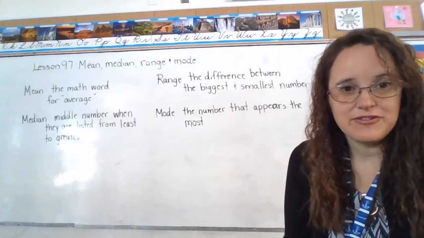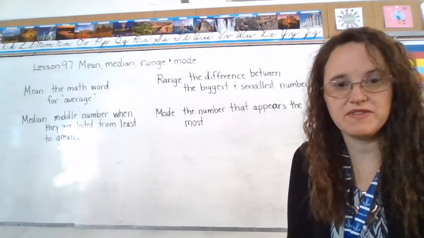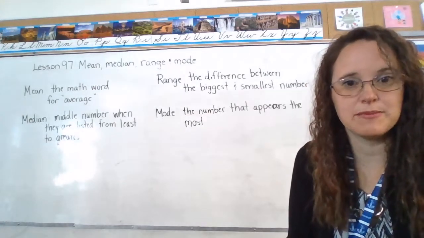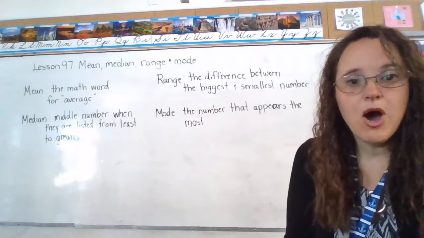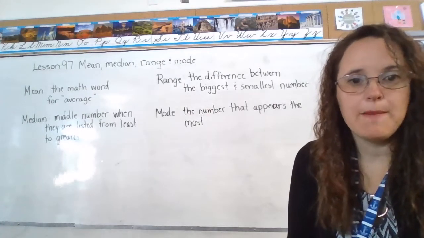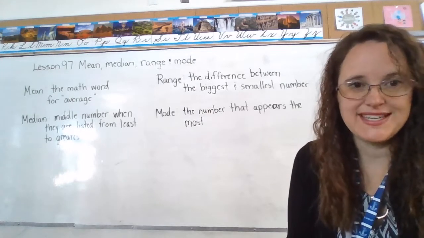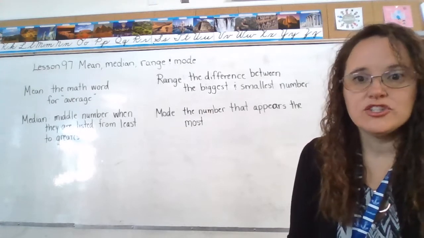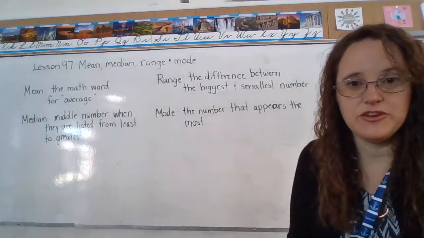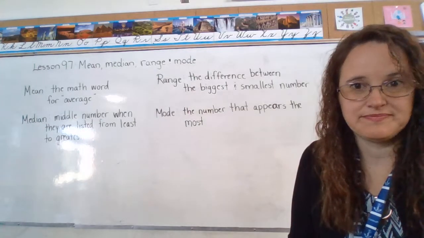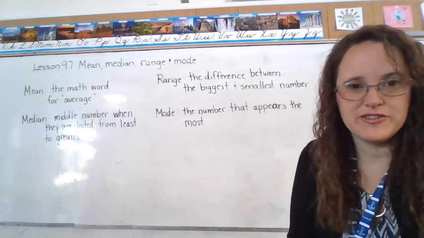Range is the difference from the biggest number to the smallest number. So we find that by subtracting biggest number minus smallest number. That'll give you the range. And mode sounds like most. Mode is the number that appears the most in the data set. So you should probably pause and get these all written down in your math dictionary right now. And then when you come back, we're going to do some examples to help you figure these things out.